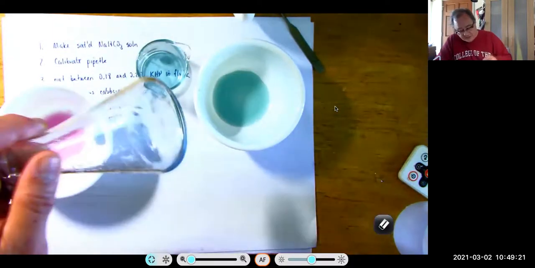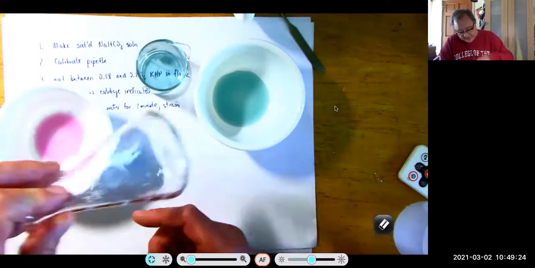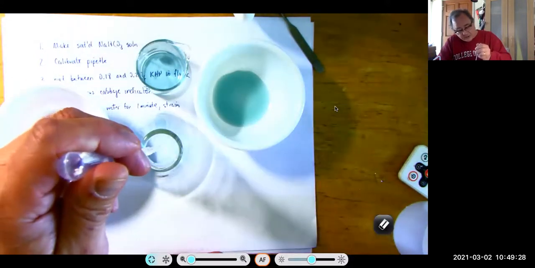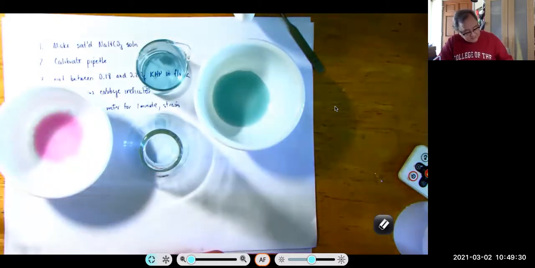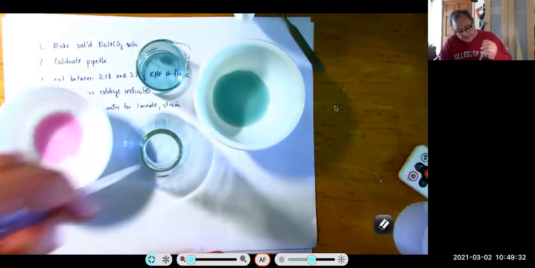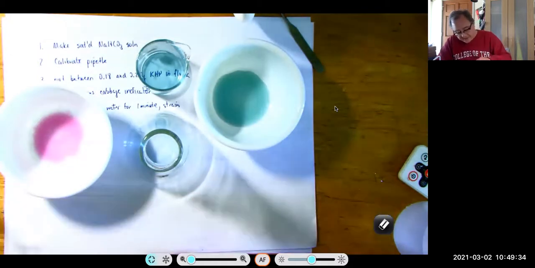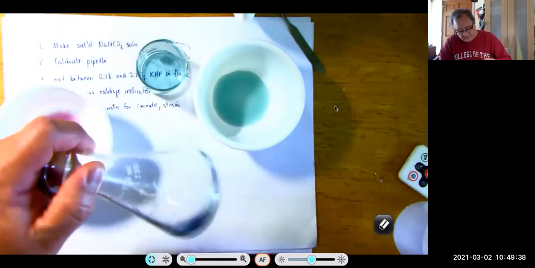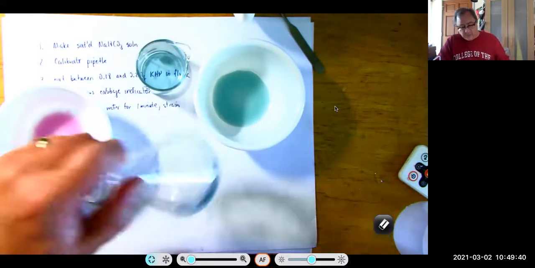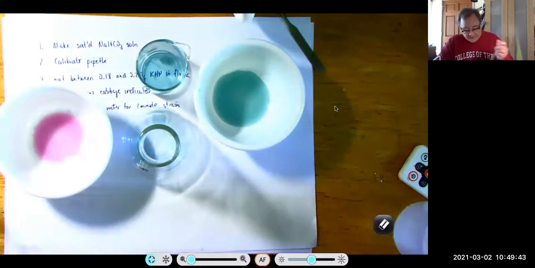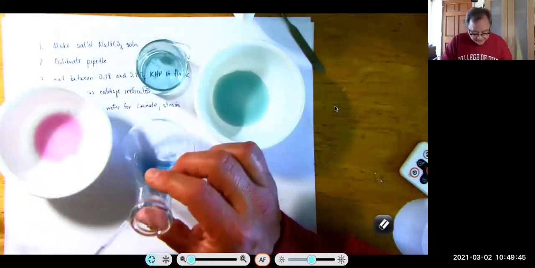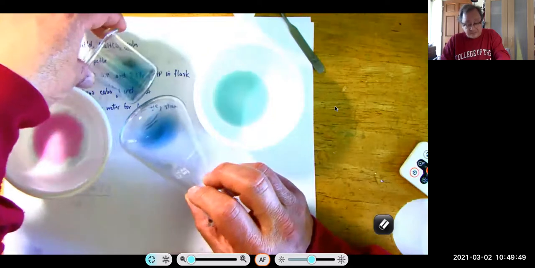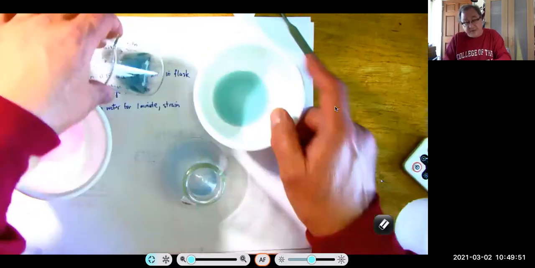Okay, so if it doesn't turn the same color as this over here, I can always add more sodium bicarbonate solution, 1 drop at a time, and see if I can get a color match. Okay, so the important thing here is to count the drops. And they're getting pretty close. You can see these two match pretty well.